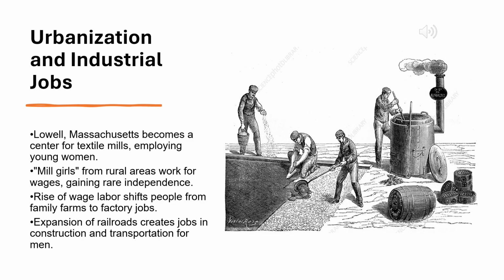Cities like Lowell, Massachusetts, and New York City became magnets for people seeking work in the new industrial economy. In Lowell, for example, the textile mills employed large numbers of young women, known as mill girls, who came from rural areas to earn wages. These women lived in company-owned boarding houses and worked long hours in the mills. But the wages they earned allowed them a degree of independence that was rare for women at that time. The factories in cities like Lowell were symbolic of the broader transformation in labor, where individuals began to work for wages rather than on family farms.